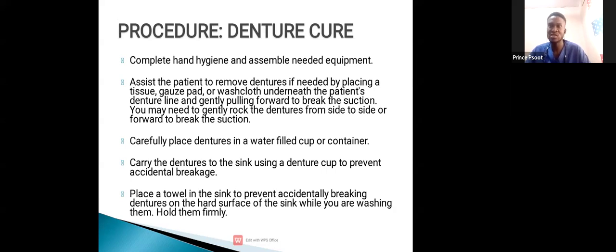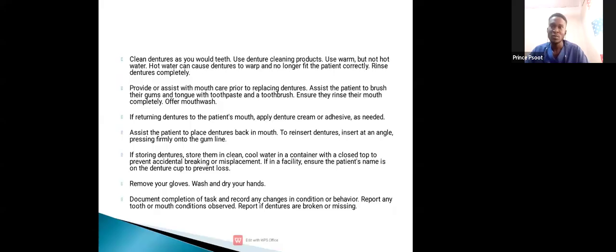Carefully place the dentures in a water-filled cup or container to prevent accidental breakage. Place a towel in the sink to prevent accidentally breaking the dentures on the hard surface of the sink while you are washing them.